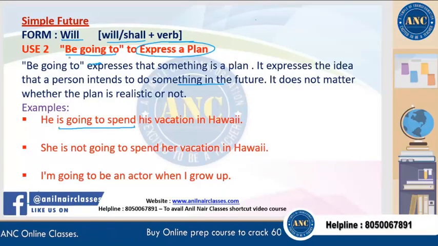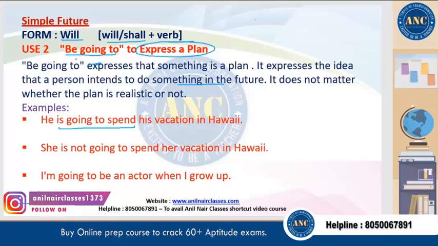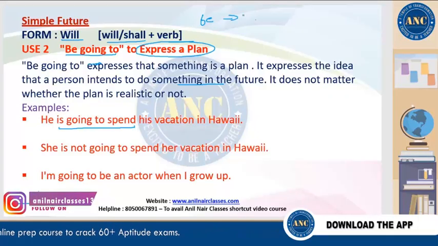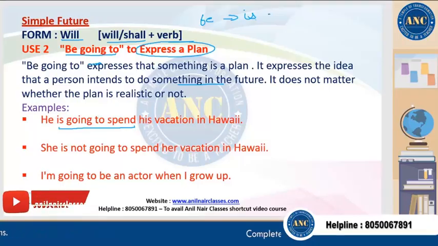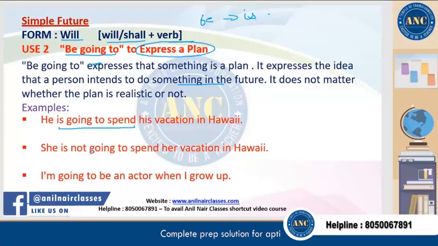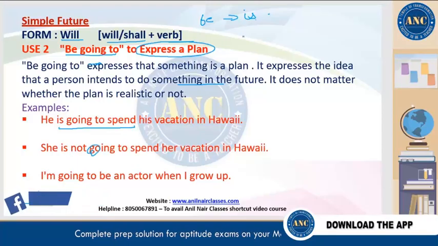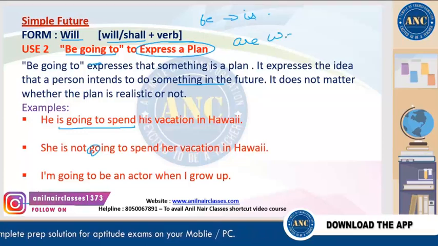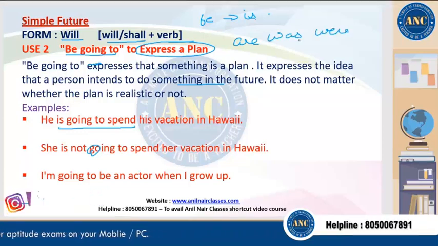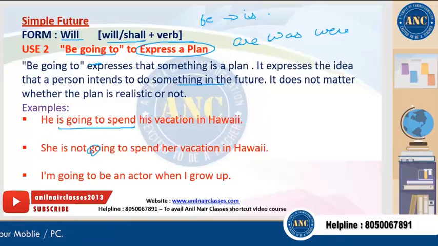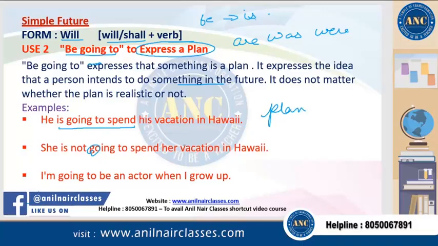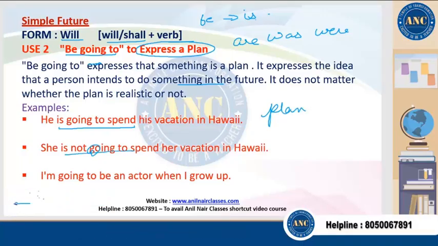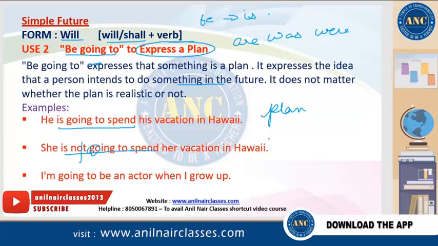Right? Be means any form of the verb to be can come. Inside be it can come is, are, right? We can have is, we can have are, was, were, anything is possible. In the second sentence you say, you can have it. Is, are, was, were. These are all your to be forms, right? So the same way, he is going to spend his vacation in Hawaii. He has a plan over here. He plans to spend. She is not going to spend her vacation in Hawaii. So not is for negative. That is fine. But is going to spend is again a plan.